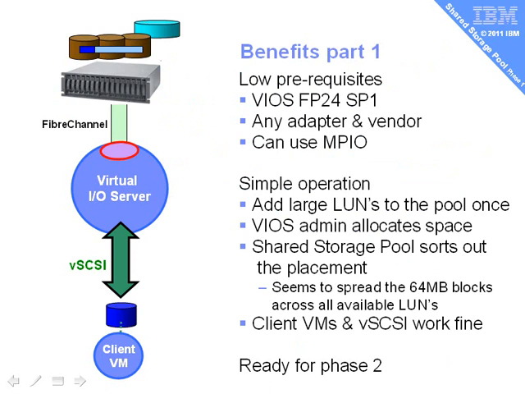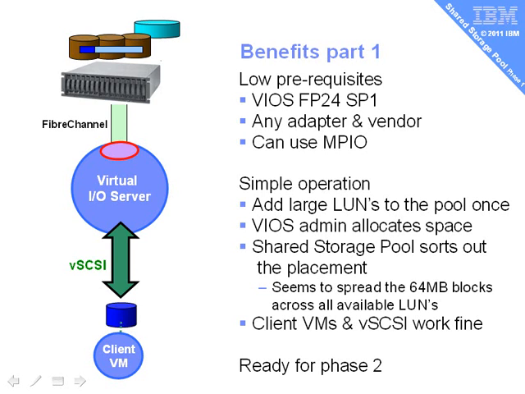So what can we do even if we have that limitation? With phase 1, let's first point out that the prerequisites are quite low. A Power 6 or 7 based machine with the latest version of the VIO server installed. And we can use any fibre channel adapter from any vendor. It doesn't have to be the latest 8 gigabit adapters. Any adapter that can connect to your fibre channel will do. And it can make use of the basic MPIO service too.